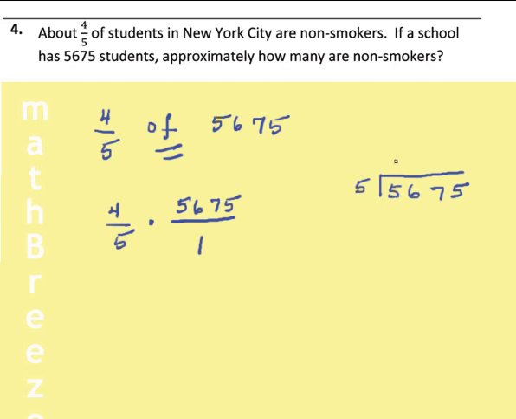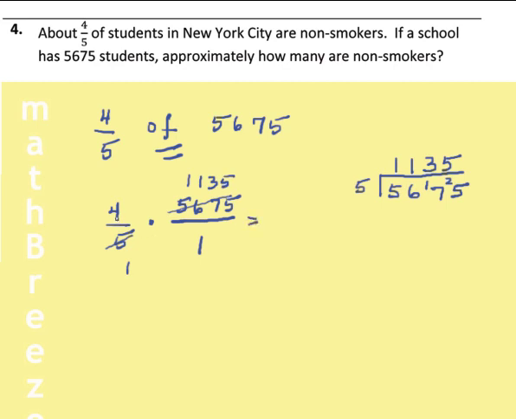5 into 5 is 1. 5 into 6 is 1, remainder 1. Put the remainder there. 5 into 17 is 3 times, remainder 2. I'll put it there. And 5 into 25 is 5. Okay, so if we divide by 5, we get 1,135 in that numerator.